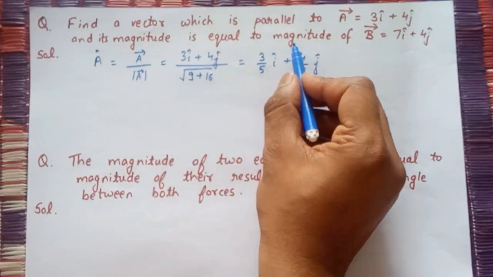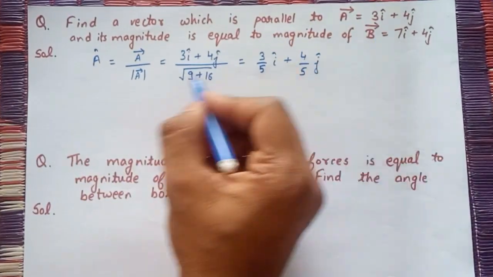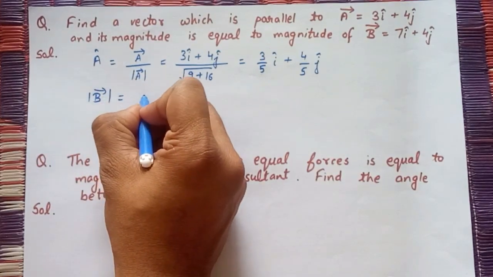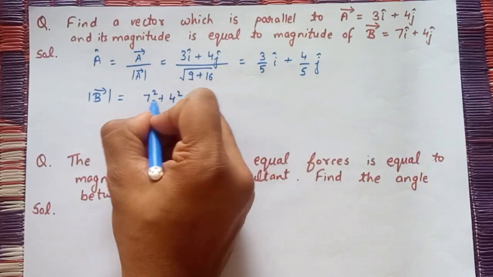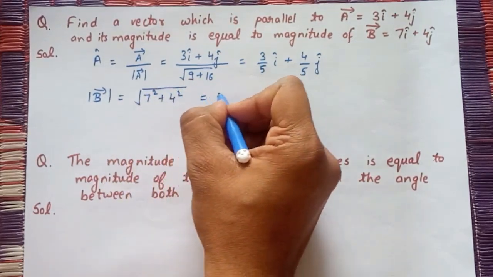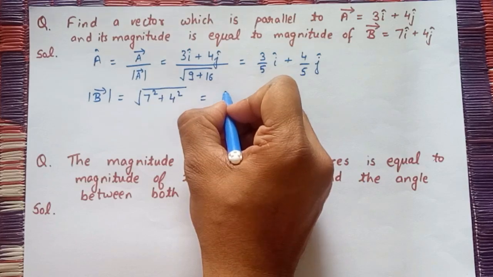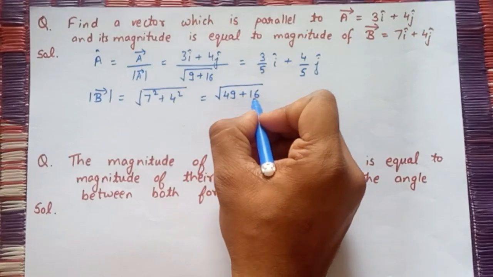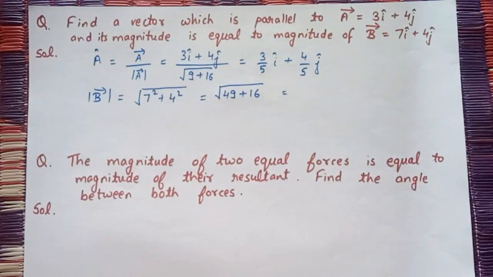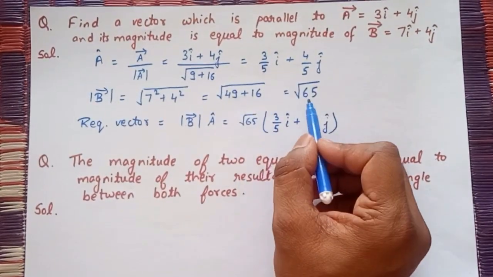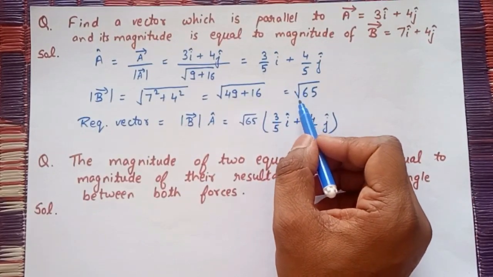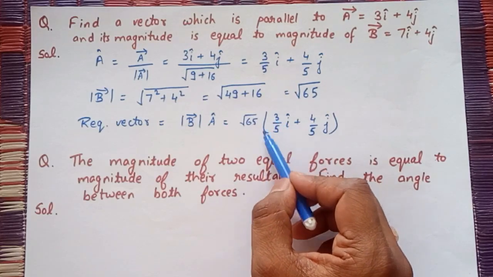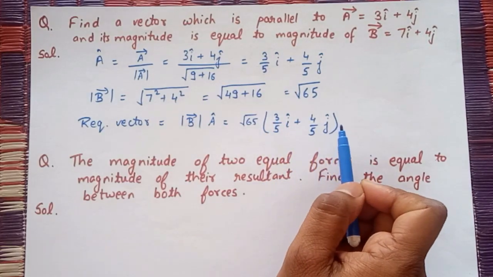Now its magnitude should be equal to b vector. Finding the magnitude of b vector, it will be square root of 7 square plus 4 square, 49 plus 16, that is root 65, and so the required vector will be multiplying both, it will be root 65 multiplied by 3 by 5 i cap plus 4 by 5 j cap.